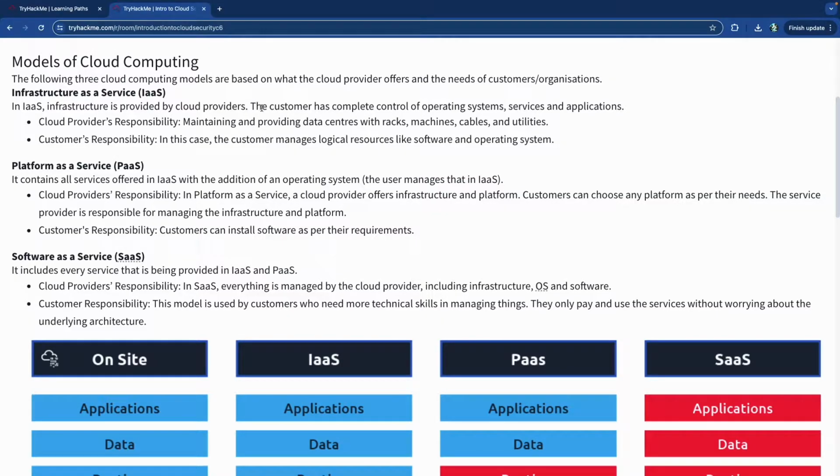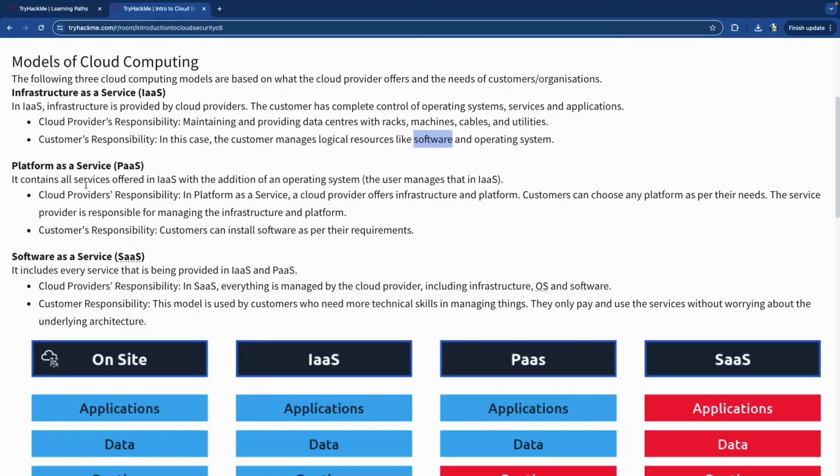In infrastructure as a service, the customer has complete control of the operating system, servers, and applications. The cloud provider maintains and provides data centers with racks, machines, cables, and all of the physical utilities. So they have all the infrastructure. Our responsibility in this case is to manage the logical resources like the software and the operating system. They let you have the machines and the physical infrastructure, but then you would have to install an operating system on top of that, and then install software on top of that.